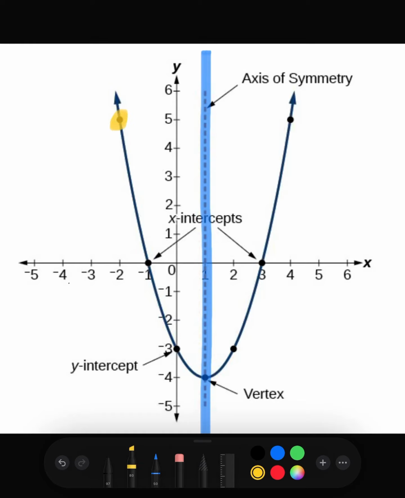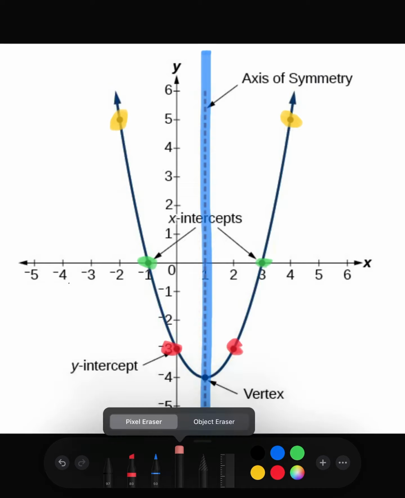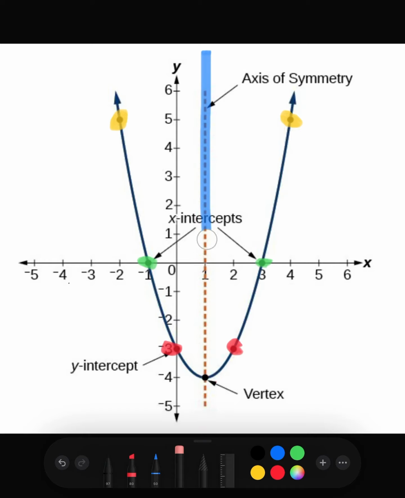This point on the parabola and this point would touch. My x-intercepts would touch. This point and this point would touch, right? I could fold it perfectly in half, and then the left side of the parabola and the right side of the parabola would overlap completely if I folded down that line, down that axis of symmetry. And that's another way that you can imagine symmetry.